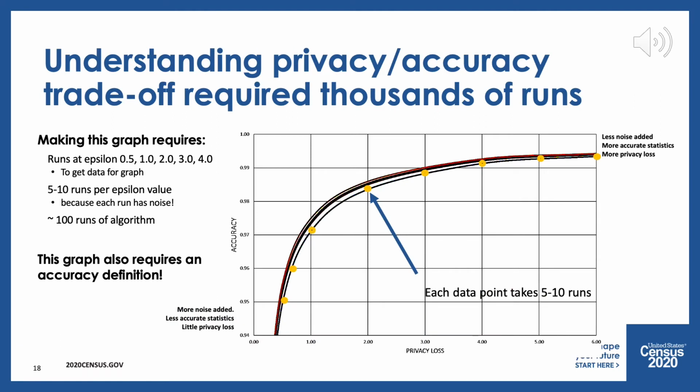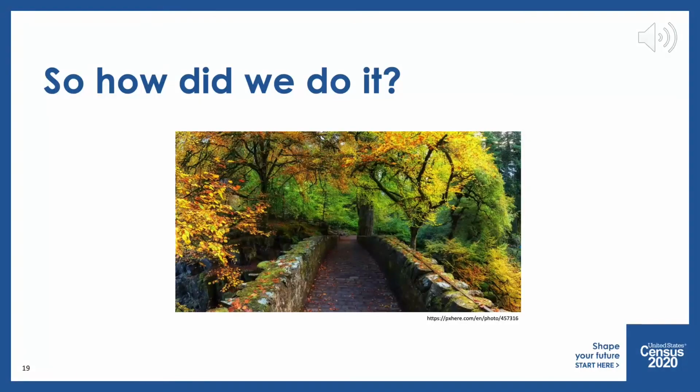This graph illustrates another problem that we encountered. If you're familiar with differential privacy, you know that this is a graph that shows how accuracy and privacy loss coexist with different values of epsilon. But to produce this graph, we need 5 to 10 runs of our system at each of those data points. So this graph is about 100 runs of the algorithm, and each of those runs requires 800,000 solves, as I previously mentioned. So this is a huge amount of computer time required to produce this relatively simple graph. So how did we do it?